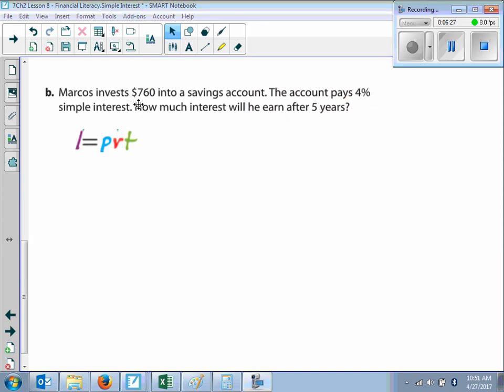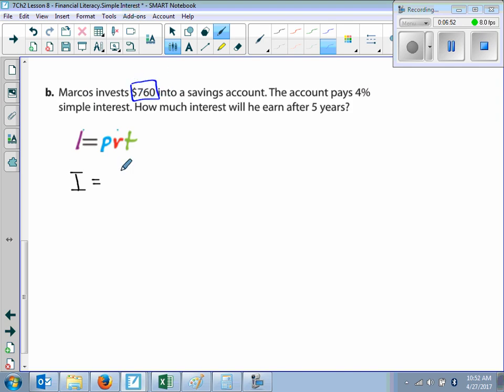All right, Marcos invests $760 into a savings account. The account pays 4% simple interest. How much interest will he earn after 5 years? So once again, we're using our formula, interest equals PRT. And then we're going to substitute. The principal is how much he is investing, which is $760. The interest rate, the R, is 4%. That's the simple interest rate. And the time is 5 years.